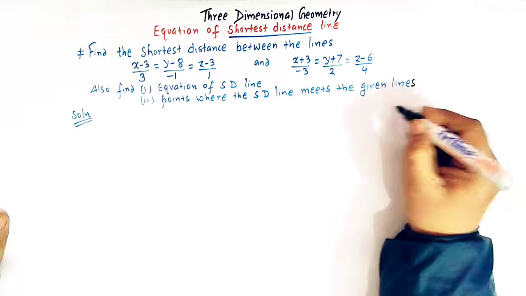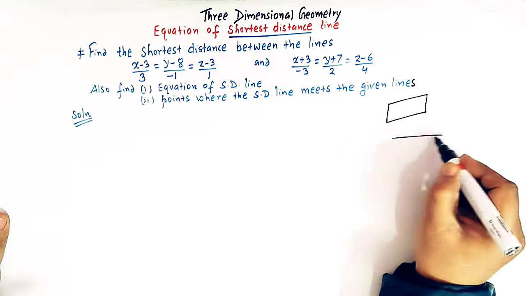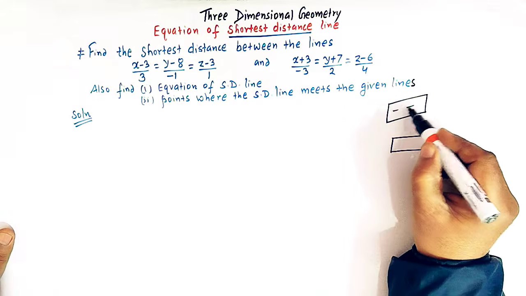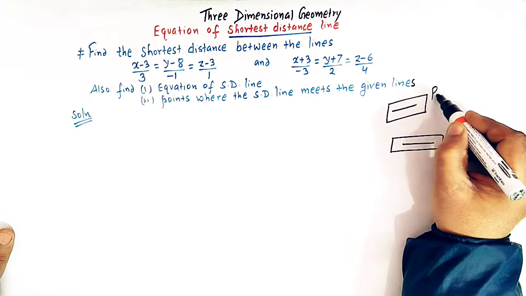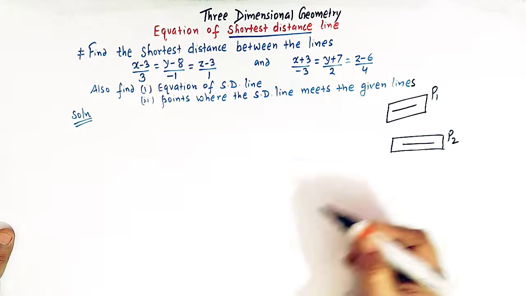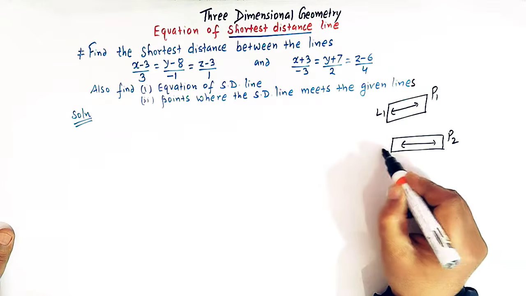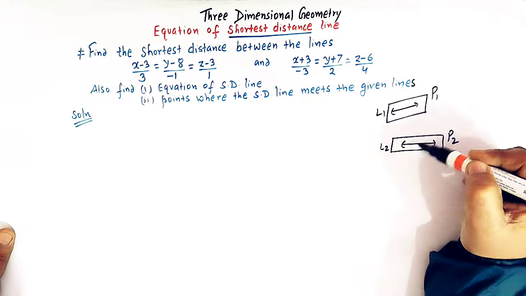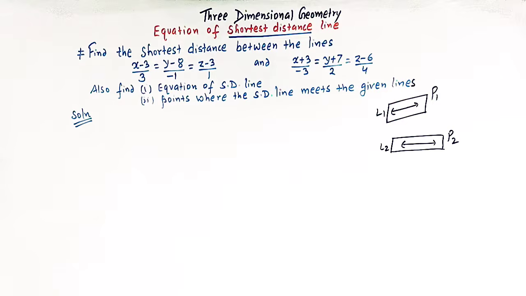Viewers, let us consider two planes. Suppose this is the first plane and this is the second plane. If we have two lines lying on these two planes, suppose this is the plane P1, this is the plane P2, and two lines, this is the line L1, this is the line L2. Now see, these two lines lie in different planes, so these two lines are said to be non-coplanar lines or skew lines.